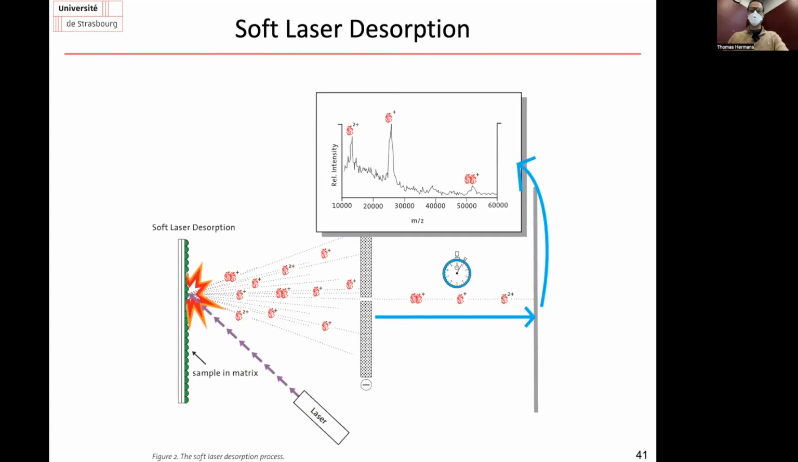This is the, let's say, latest generation techniques. It's called soft laser desorption. So we're going to ionize using a laser. You mix your sample with something called a matrix. And this matrix is usually some kind of polymer or something like that.